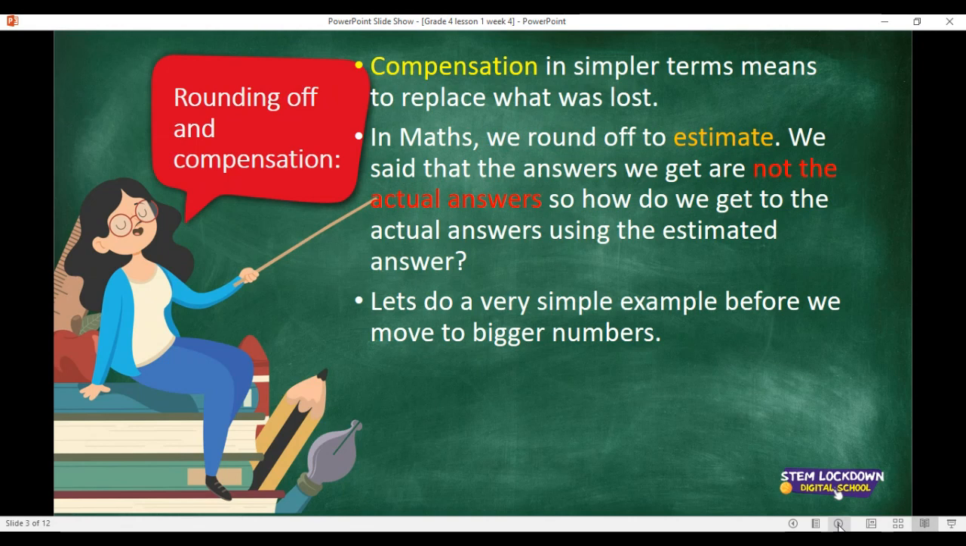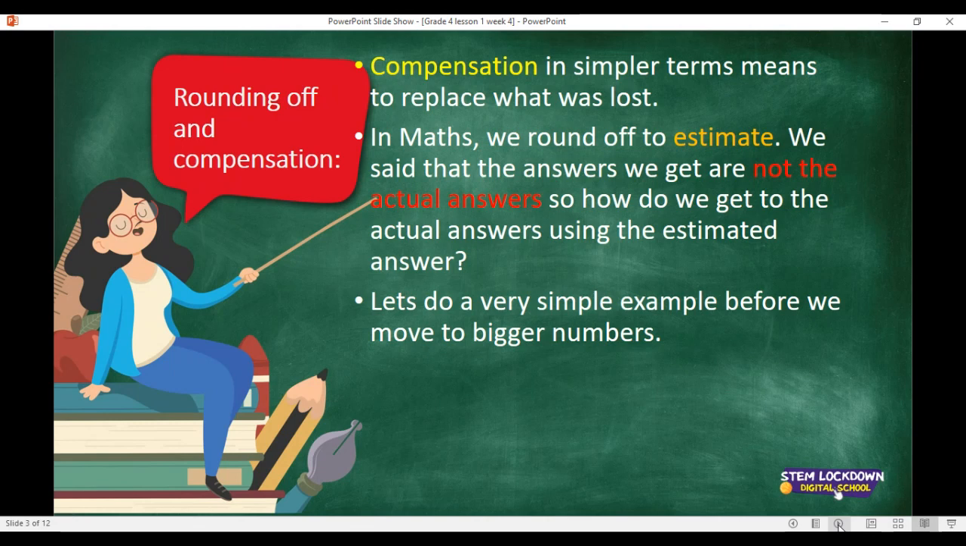So now let's talk about rounding off and compensation. And what is compensation? So compensation, in simpler terms, means to replace what was lost. So for example, the only thing that comes to my mind is money. I'm sure if your parents are listening, they know about the Road Accident Fund. So if someone is in an accident and they lose something, maybe they lose a leg or an arm, they are compensated for that.